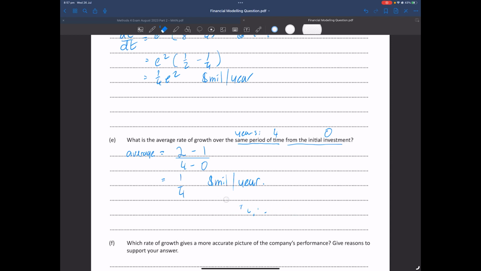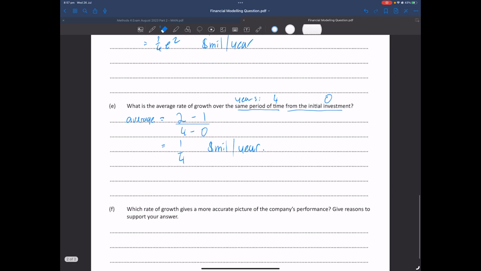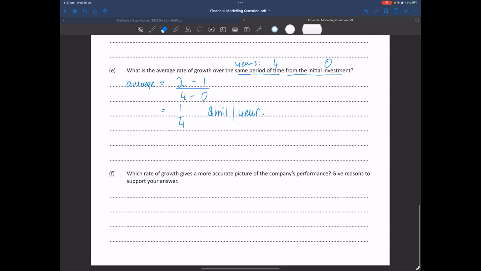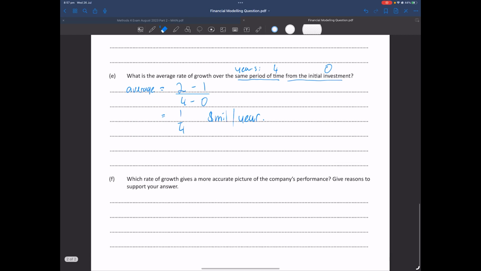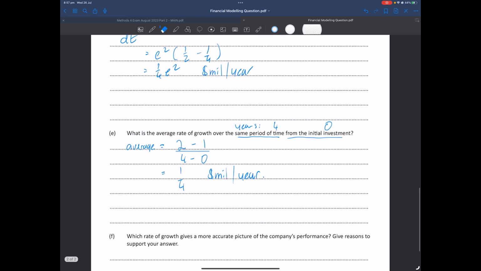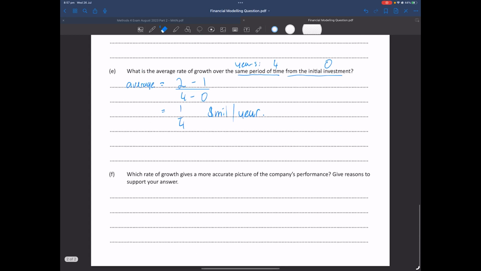So it kind of looks more complicated, but it's not really. And then it's saying which rate of growth gives a more accurate picture of the company's performance, give reasons to support your answer. So this is kind of like an analysis question. They're usually worth maybe 1 or 2 marks in the actual section. And look, you could argue both ways. I think I might just verbally say it rather than writing it down because it's probably a bit faster.